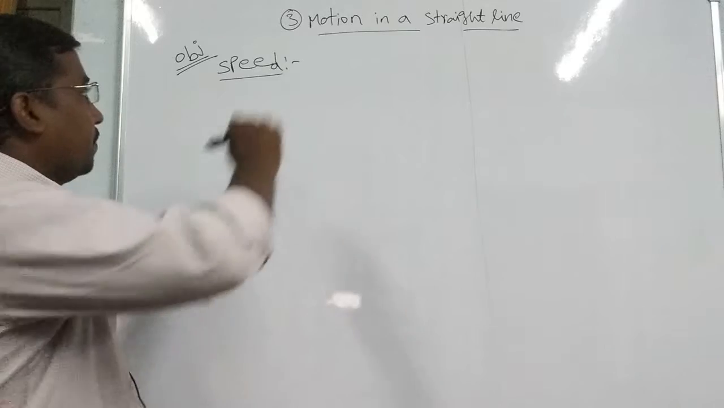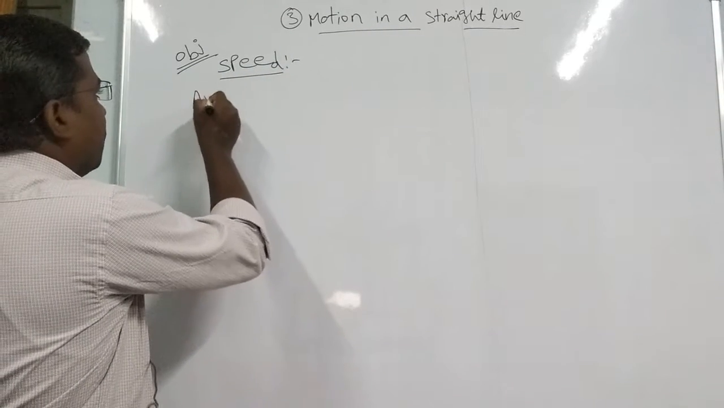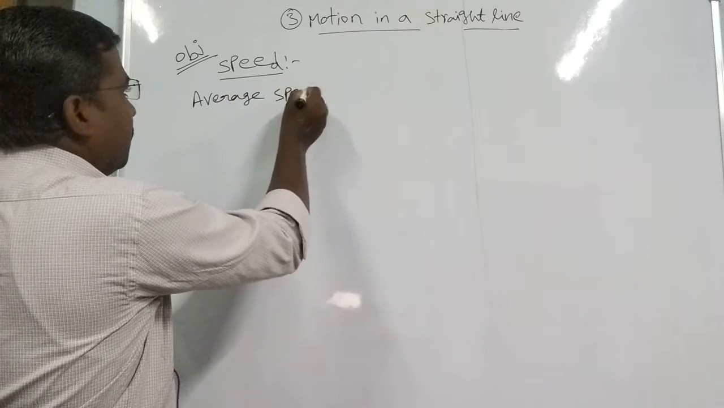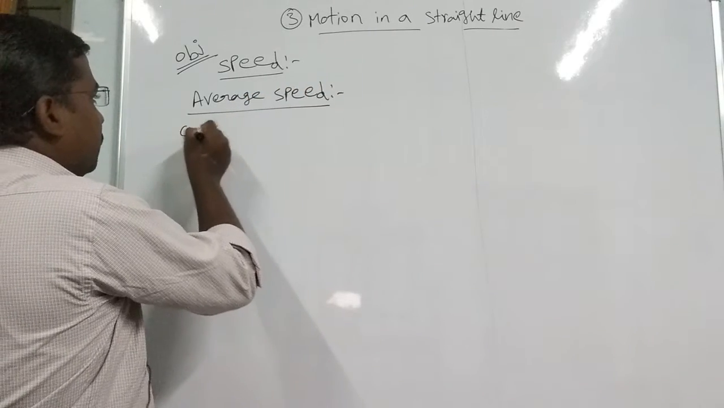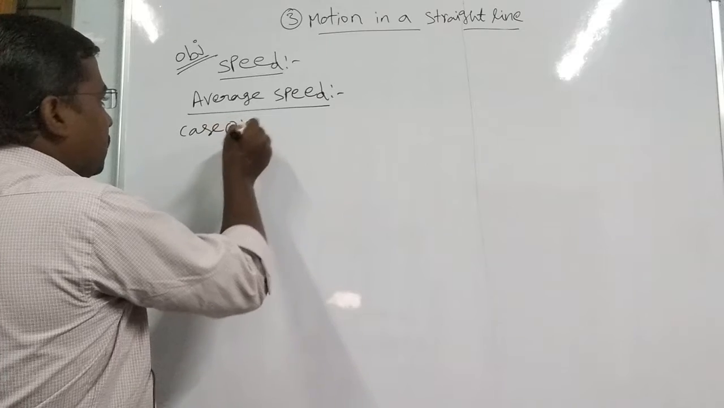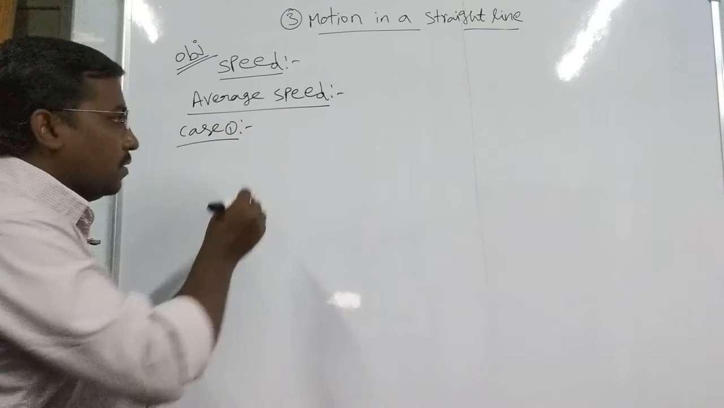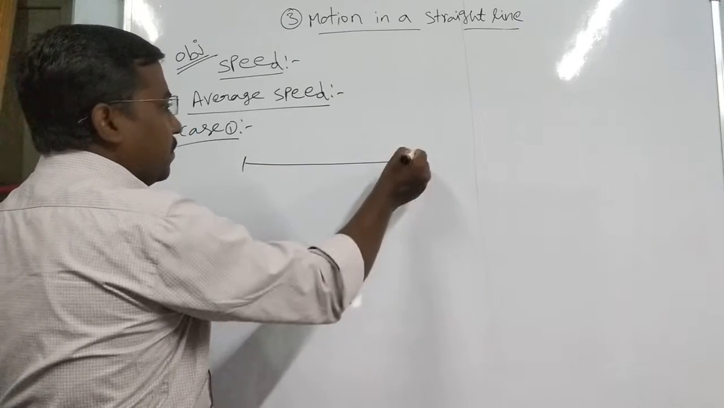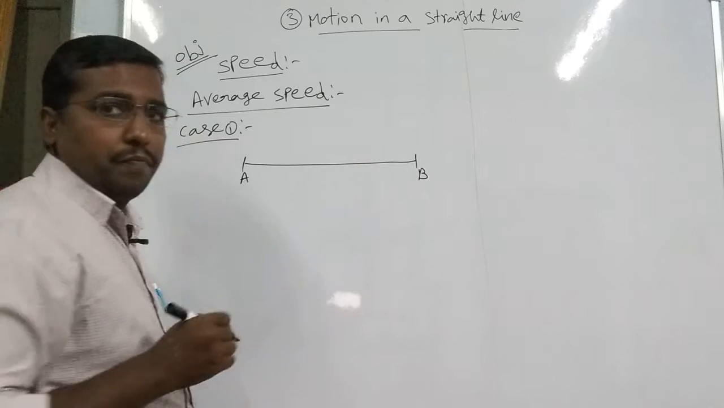speed and average speed. In case 1 we have to discuss, consider a path is there, initial point A, final point B.